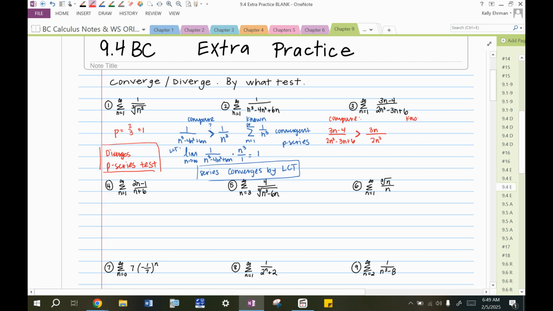So my known, again, if I'm not sure, I could do LCT, but I'm pretty confident about that. So my known is that the integral from 1 to infinity of, let's simplify this, 3 over 2n is a divergent harmonic series. So I think I can get away with DCT. If I had extra time on my test or something, I would double check it with limit comparison. But I think I can go ahead and say that the series also diverges, because if the one on the bottom is diverging, then the one on the top is definitely not decreasing fast enough either. So diverges by DCT.